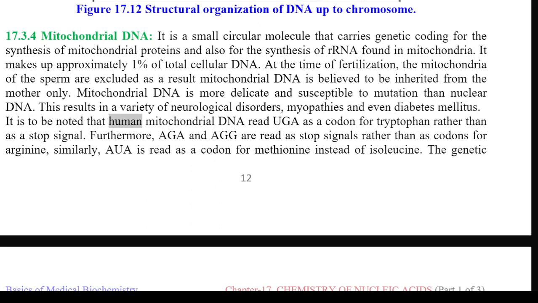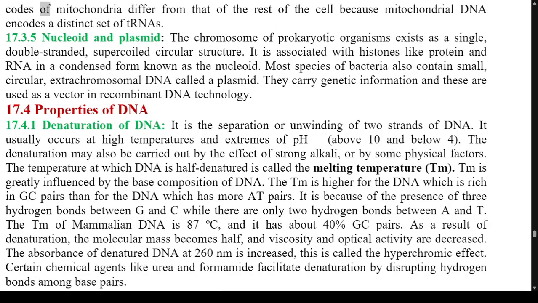It is to be noted that human mitochondrial DNA reads UGA as a codon for tryptophan rather than as a stop signal. Furthermore, AGA and AGG are read as stop signals rather than as codons for arginine. Similarly, AUA is read as a codon for methionine instead of isoleucine. The genetic code of mitochondria differs from that of the rest of the cell because mitochondrial DNA encodes a distinct set of tRNAs.